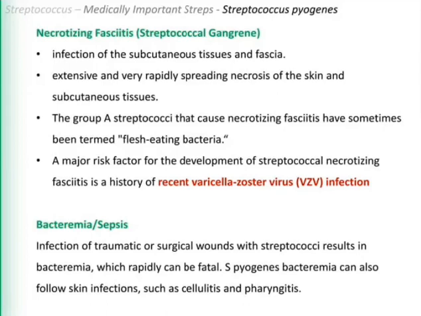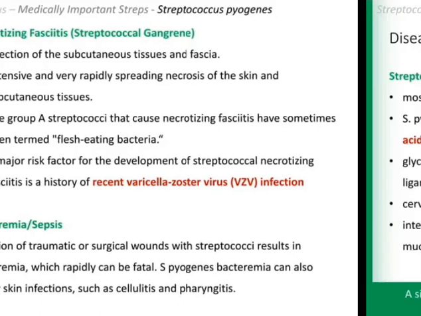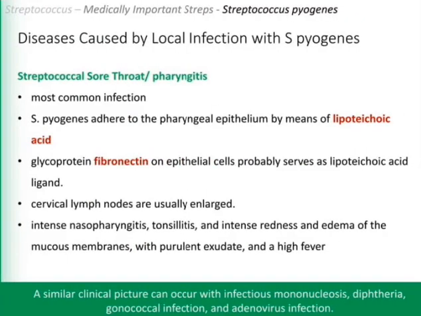infection. Bacteremia or sepsis: infection of a trauma or surgical wound with the streptococci results in bacteremia, which can rapidly be fatal. S. pyogenes bacteremia can also follow skin infections such as cellulitis and pharyngitis. This is caused by the local infection with the pyogenes.